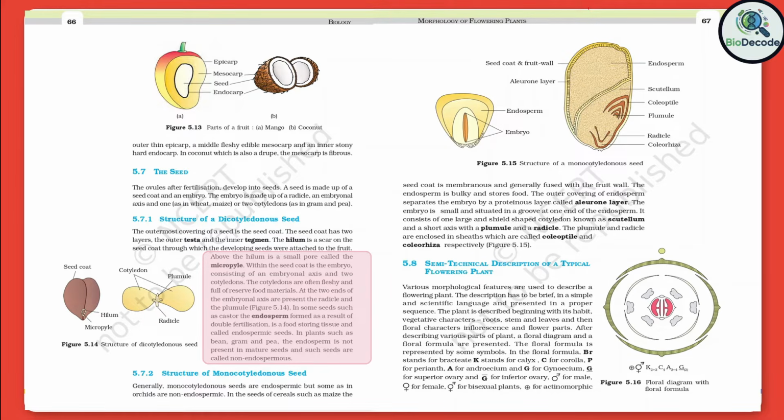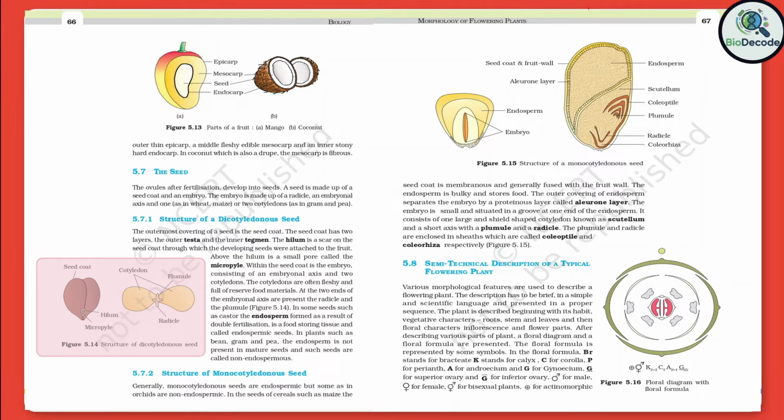Figure 5.14. In some seeds, such as castor, the endosperm, formed as a result of double fertilization, is a food-storing tissue, and such seeds are called endospermic seeds. In plants such as bean, gram, and pea, the endosperm is not present in mature seeds, and such seeds are called non-endospermous. Figure 5.14. Structure of dicotyledonous seed.